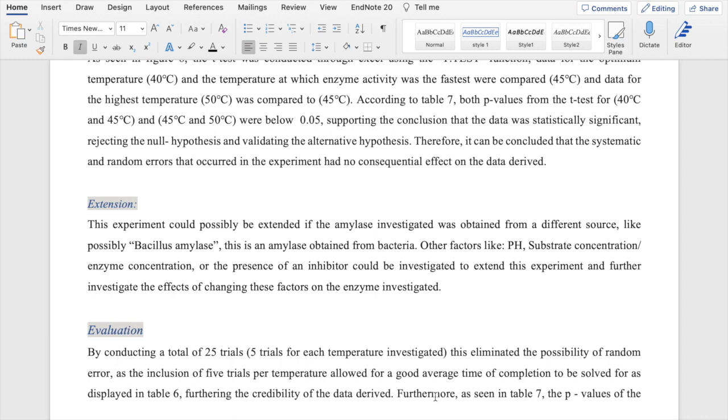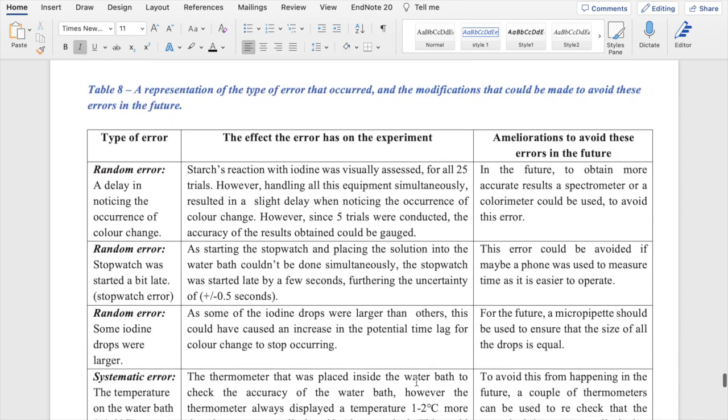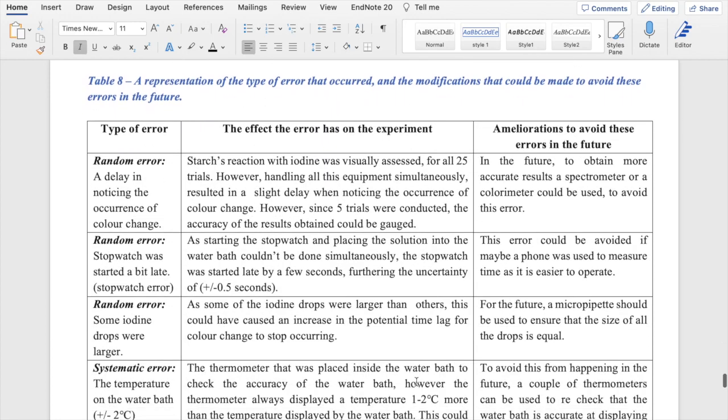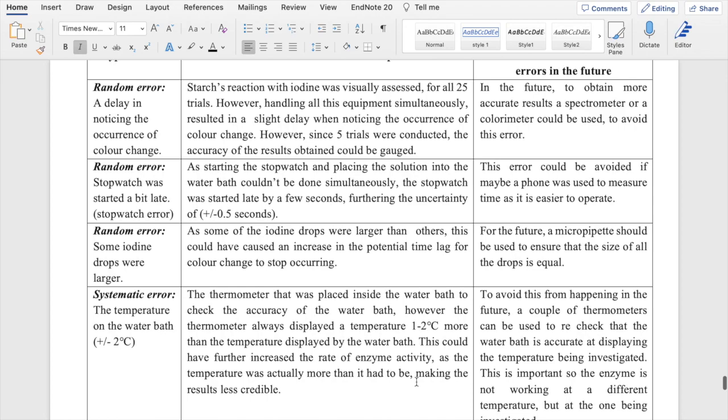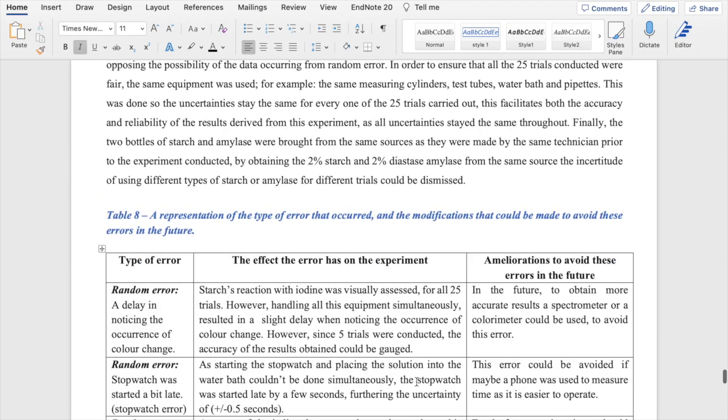So an extension aspect is essentially saying, great, my experiment was good, really good. I'm really happy with it. However, it could have been better and error could have been reduced if I did this or if I did this. So it's just like a mini evaluation saying, for my next experiment, I will aim to do this.